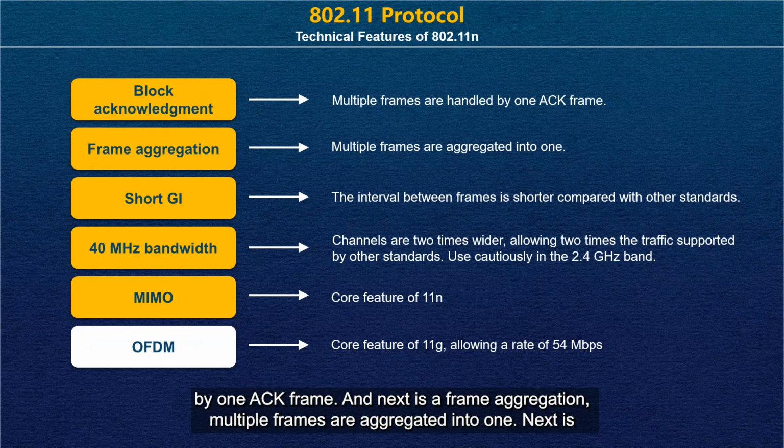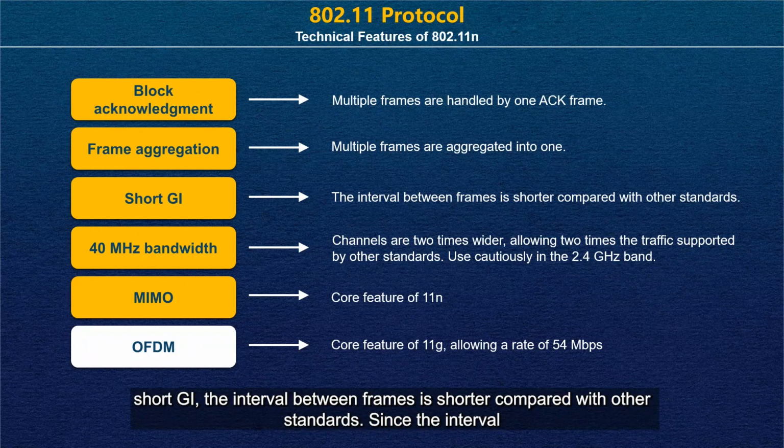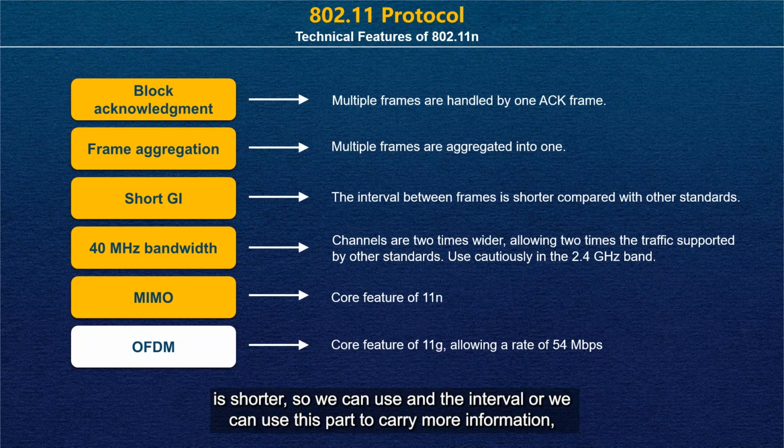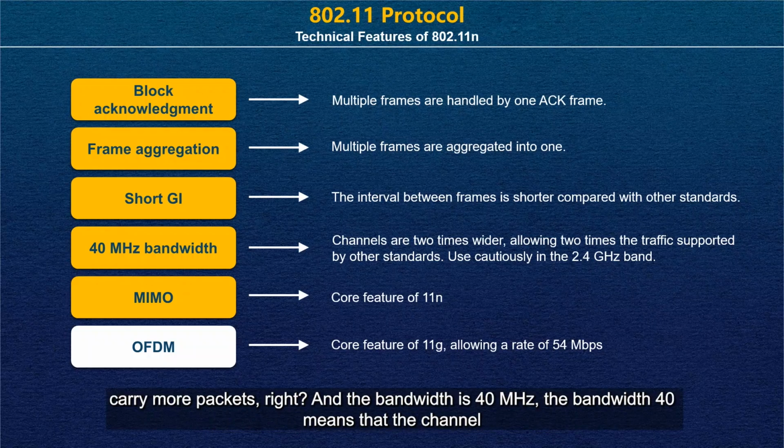And next is frame aggregation. Multiple frames are aggregated into one. Next is short interframe spacing. The interval between frames is shorter compared with other standards. Since the interval is shorter, we can use these parts to carry more information, carry more packets, right?